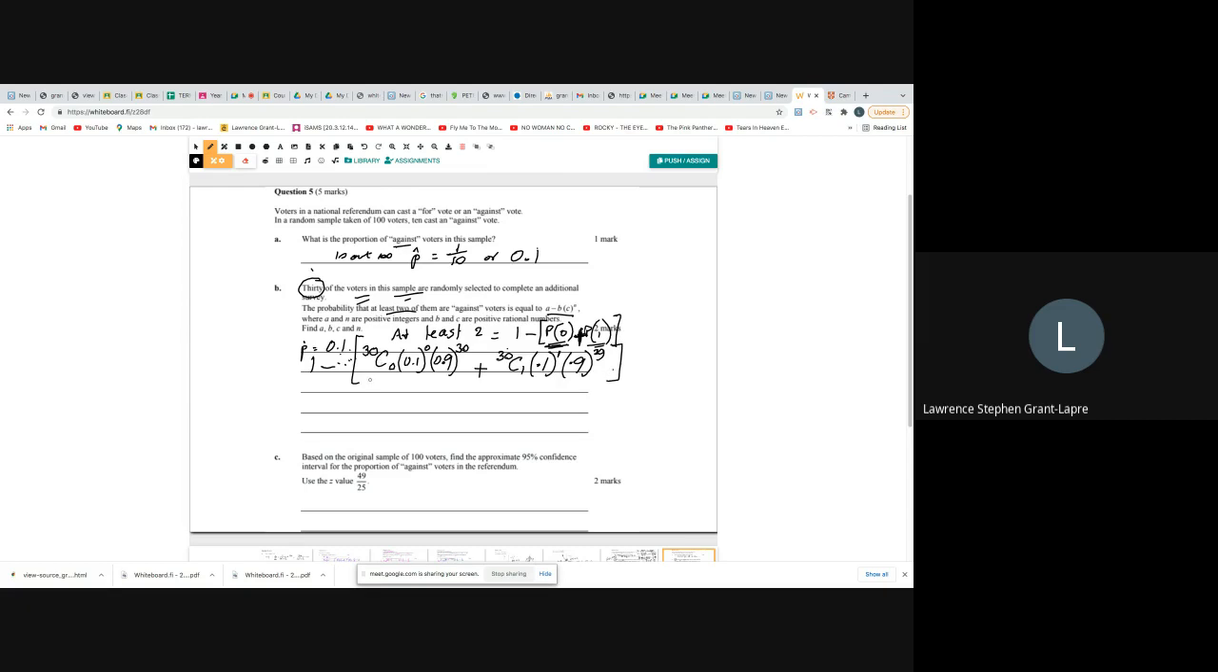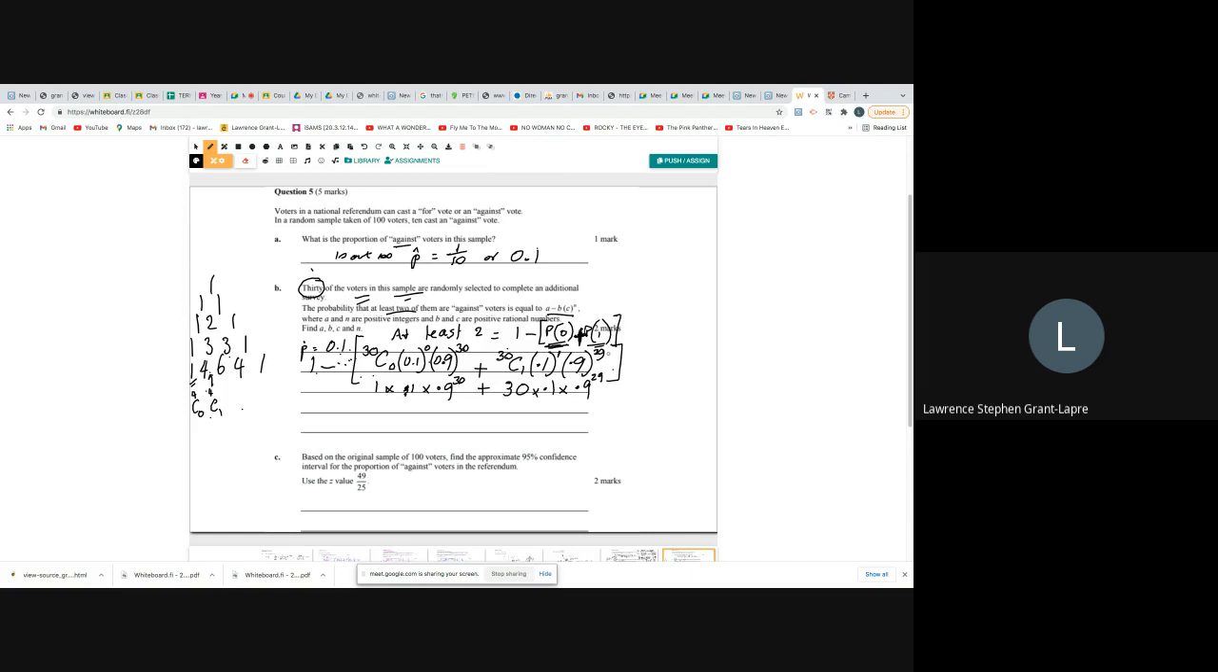Well, 30C0 is equal to 1. Remember Pascal's triangle. This is 4C0: anything C0 is always 1. 4C1, anything C1 is always the same number, 4. So this is 1 times 0.1 to the power of 0, which is 1, times 0.9 to the power of 30. That's just 0.9 to the power of 30. 30C1 is 30 times 0.1 times 0.9 to the power of 29.